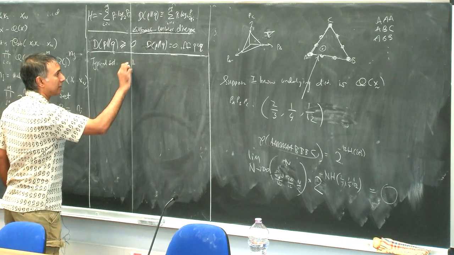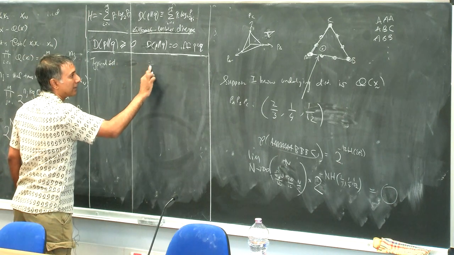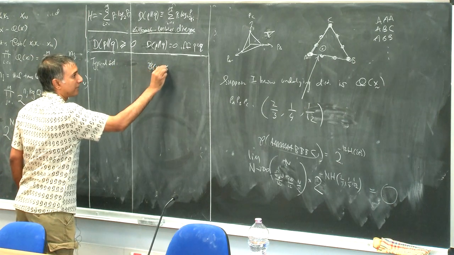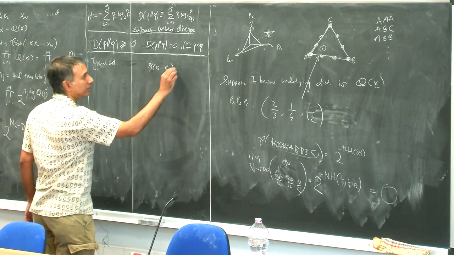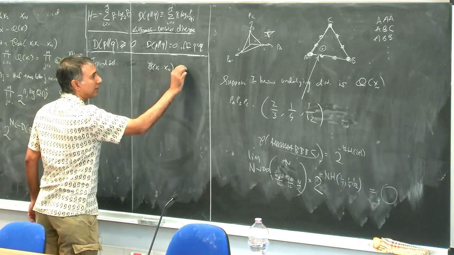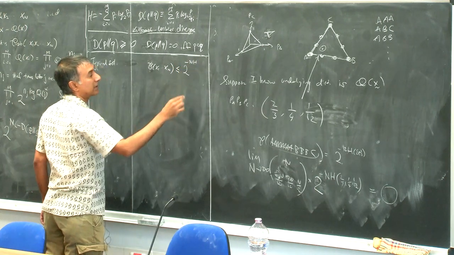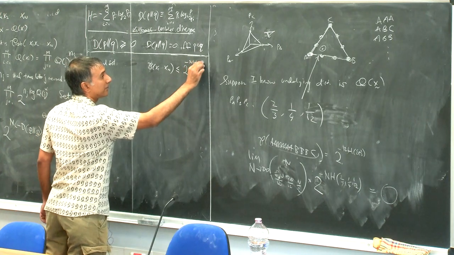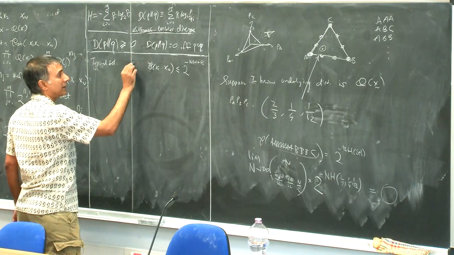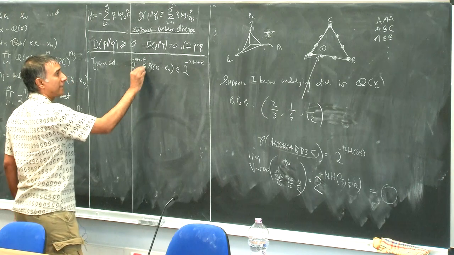Minus 1 over n. Okay, so the definition is something like this, right? The probability of the string, probability of that string, okay? Lies between 2 to the minus n h plus epsilon and 2 to the minus n h minus epsilon, right?